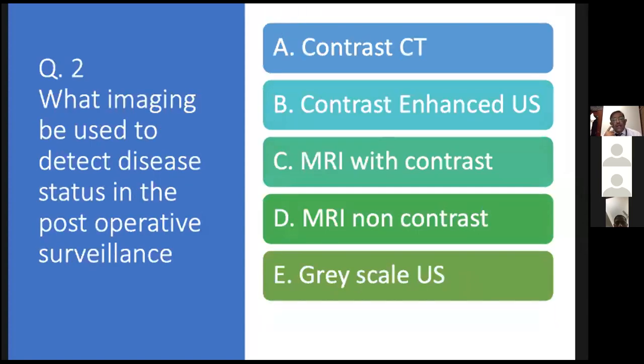So before we go on to the guidelines, one more question. What imaging to use to detect the disease status in the post-operative surveillance? So this patient is now, say, 3 months post-operative, and he had a partial nephrectomy for a T1A tumor. What would you do in the post-operative follow-up? Remember, his creatinine jumped from 1.4 to 1.5 in the post-operative phase.